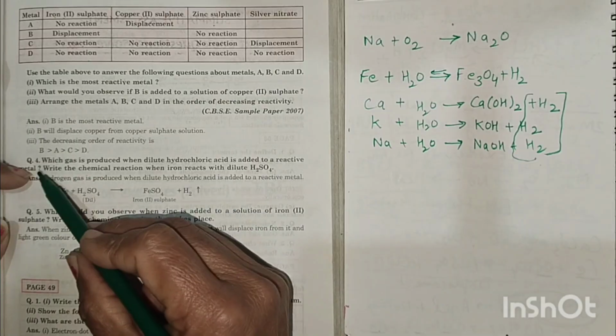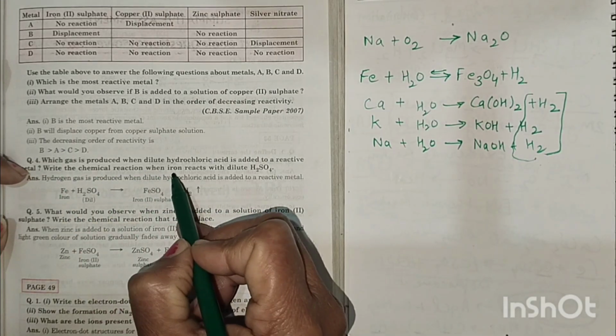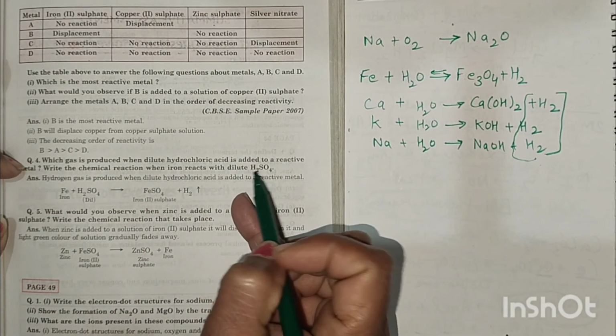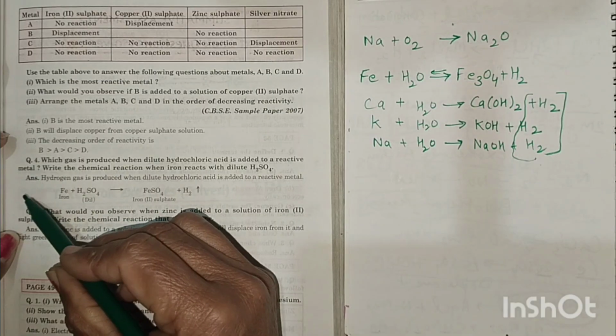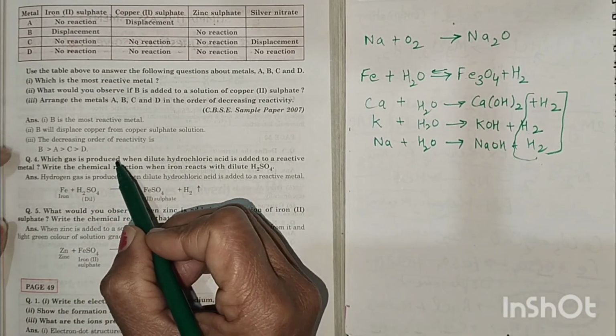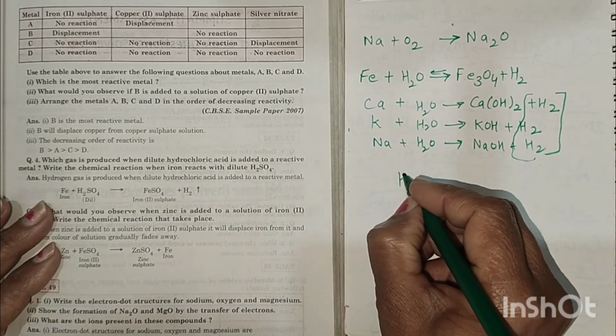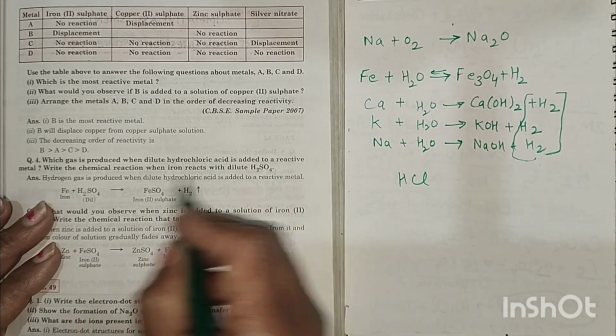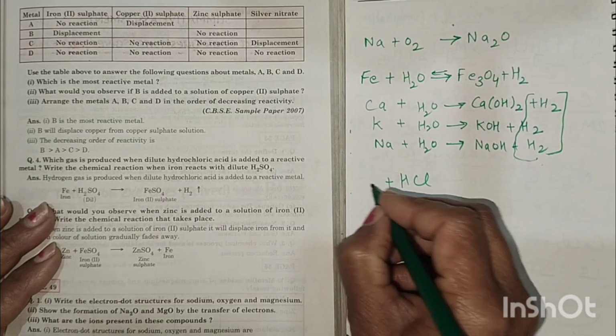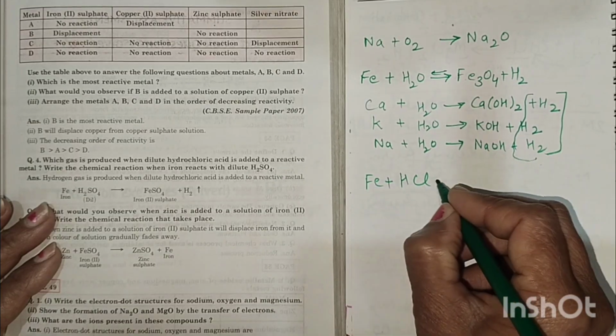Which gas is produced when dilute hydrochloric acid is added to a reactive metal? When dilute hydrochloric acid is added to a reactive metal, any metal, we can add HCl.